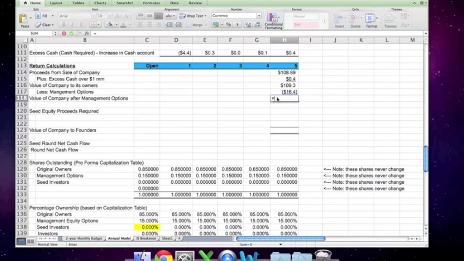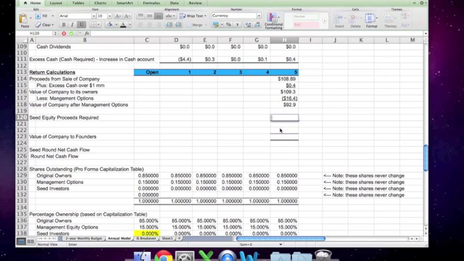The value of the company then after management options is simply the sum of the value of the company and the negative value of the management options. So $92.9 million is the value of the business left to both the founders and the investors. Now, to figure out how much the seed equity requires, and this is covered in the case, we're going to use the venture capital method, which estimates what the seed investors need in order to get a certain rate of return on their investment. And that calculation is simply a variation of the present value calculation with the assumptions all given. So that is going to be, actually, I'm going to make this a negative number as well.